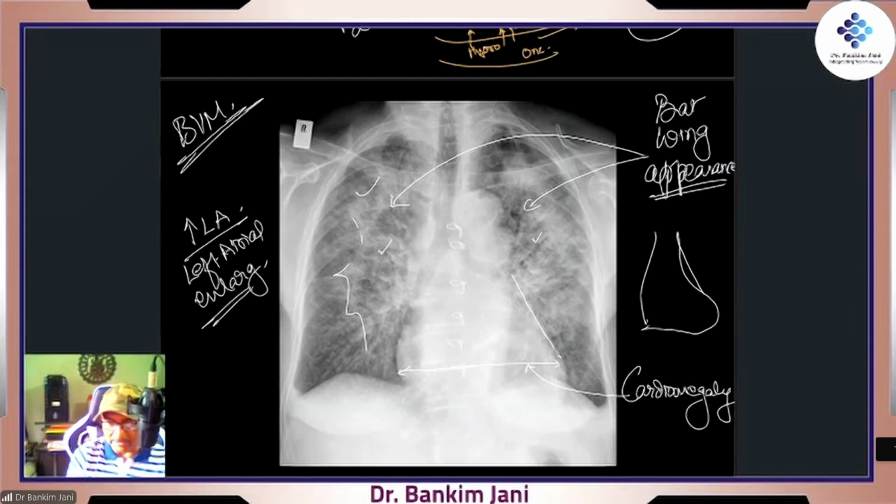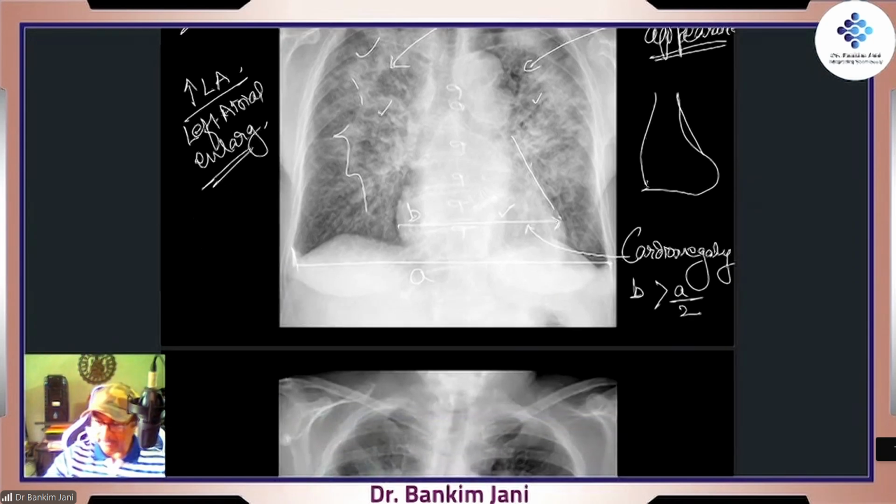Very easy to find out. Just take the maximum distance all the way from here to here. Measure this maximum distance, and then from here to here, take the maximum distance. If this distance is more than 50%, then the heart is enlarged, right? This is B and this is A. So B is more than half of A, so there is cardiomegaly. It is clearly seen.